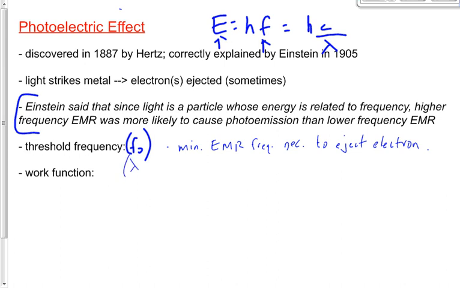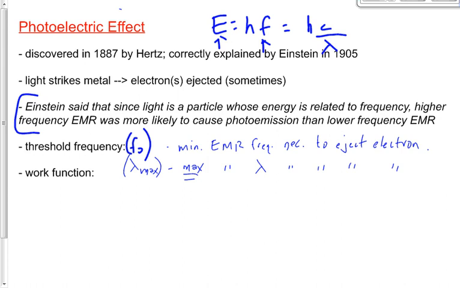Now, we also talk about the threshold wavelength, but the symbol that we get for threshold wavelength is a little bit different. It's not lambda 0, rather it's lambda max. The threshold wavelength isn't a minimum wavelength, rather it's a maximum wavelength necessary to eject the electron. Because frequency is inversely proportional to wavelength, a minimum frequency will correspond to a maximum wavelength.